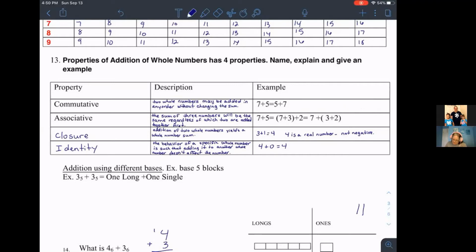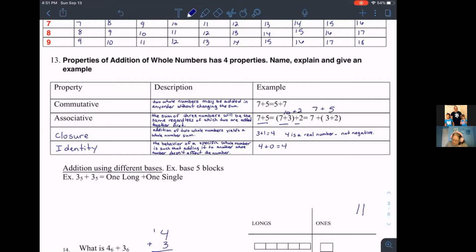And then we have the associative property. So the sum of 3 numbers will be the same regardless of which 2 are added together first. So say 7 plus 5, it could be 7 plus 3 plus 2. So this would be 10 plus 2, or 7 plus 5. They both would give you 12. So 10 plus 2 is 12 and 7 plus 5 is 12. So they're both the same. Doesn't matter which one you add together first.